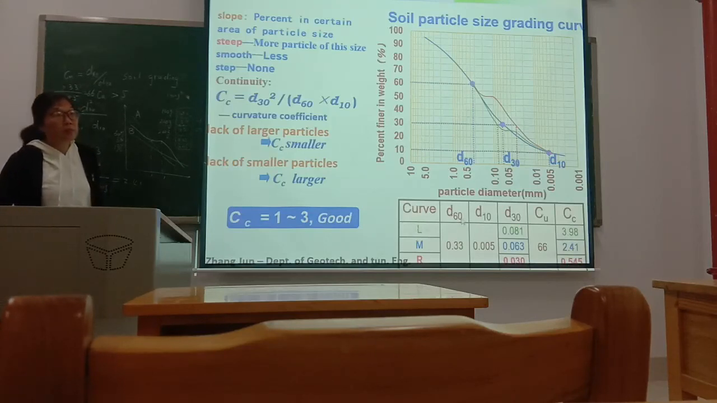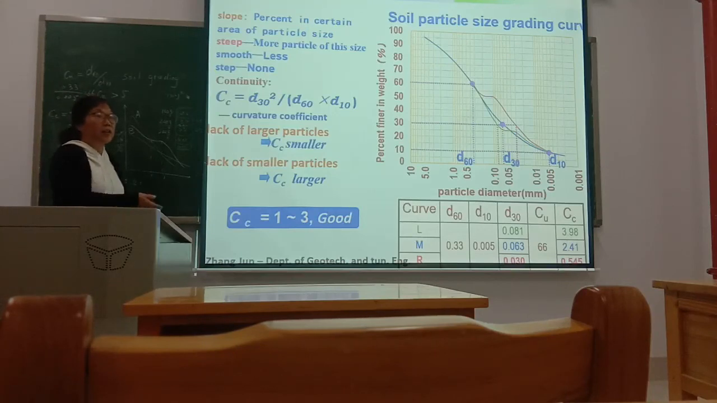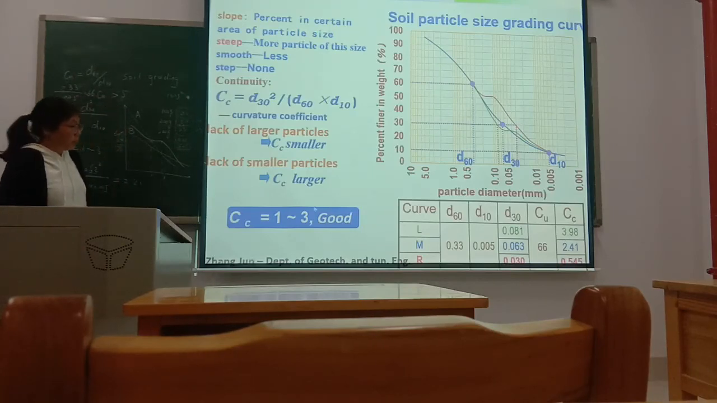Teacher, when the Cc curvature is smaller than 1, it means a lack of larger particles. Yes, a lack of large particles. And when it is more than 3, a lack of smaller particles. Yes, that means it's not good. If Cc is more than 3 or less than 1, it's not good.